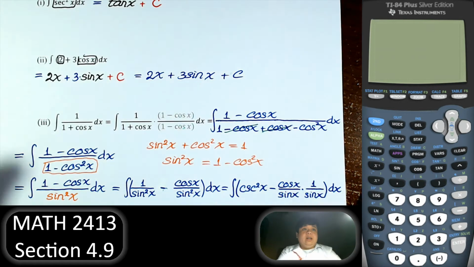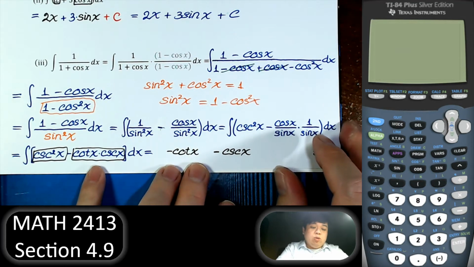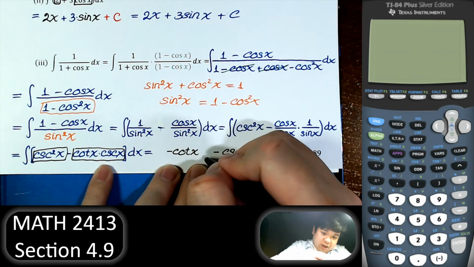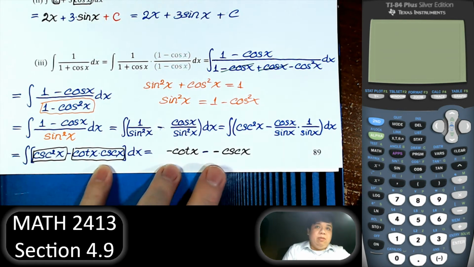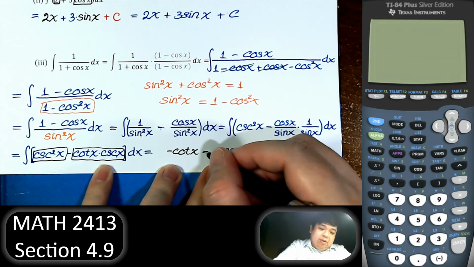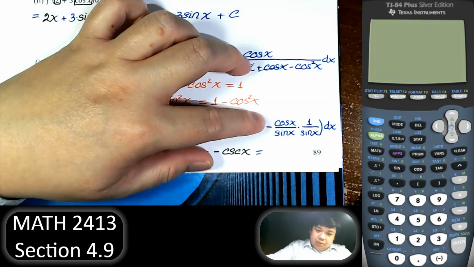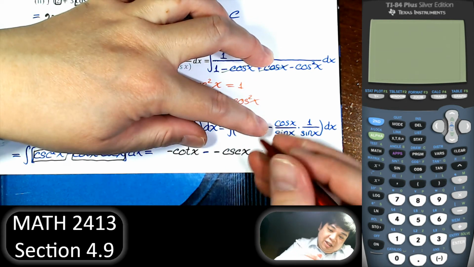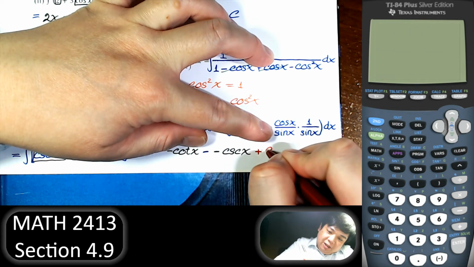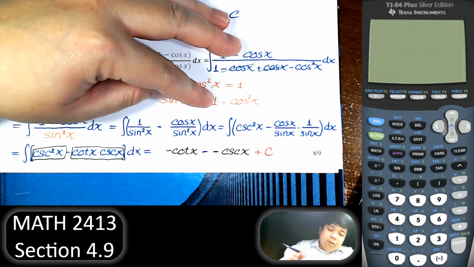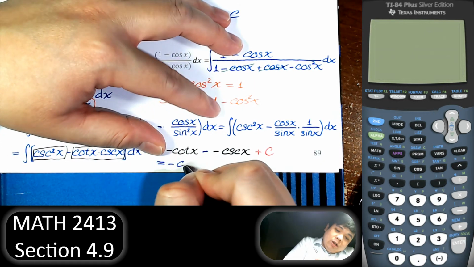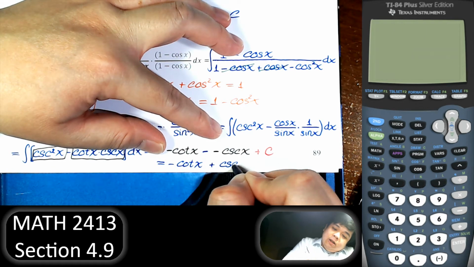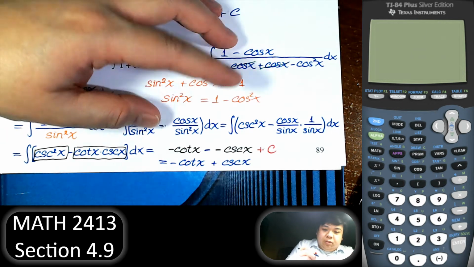Right? Integral of cosecant squared is negative cotangent. Integral of cotangent cosecant is negative cosecant. Of course, we still have a negative here. So negative, negative, and negative. That's a plus. Before we do that, make sure there's a constant c. So this ends up being negative cotangent of x plus cosecant x plus c.